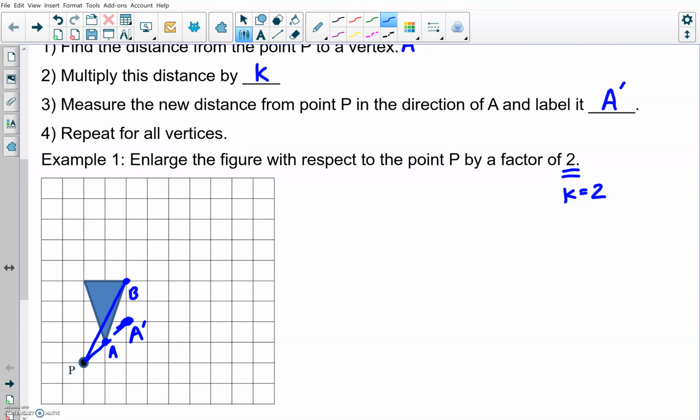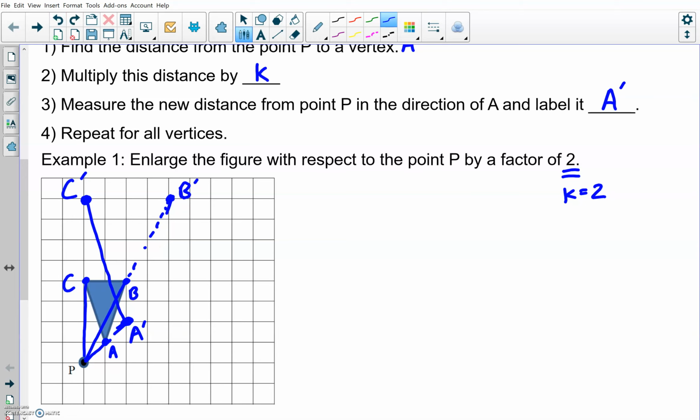So from P up to B, I would actually go up 8 and then to the right 4. And that will take me all the way up to here, and this would be B prime. And if I do this one more time for point C here, we're going to go to here. There's 4 straight up, so I need to go 8 straight up, and that will take me to right here for C prime. And then when you connect the primes together, in this case there's 3 of them since we had a triangle.